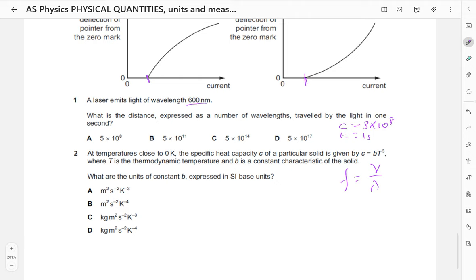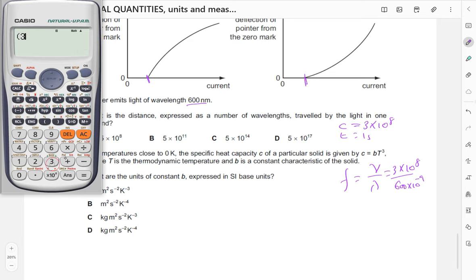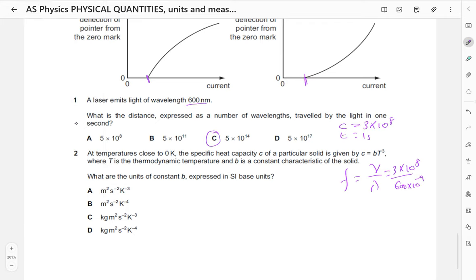So the question is, what is the distance expressed as a number of wavelengths? Of course, that is the number of oscillations per unit time. So this is going to be 3 × 10⁸ divided by one wavelength, which is 600 × 10⁻⁹. So we have 3 × 10⁸ divided by 600 × 10⁻⁹. So we have 5 × 10¹⁴. So the number of wavelengths is 5 × 10¹⁴. That is the same as frequency, the number of complete wavelengths per unit time.